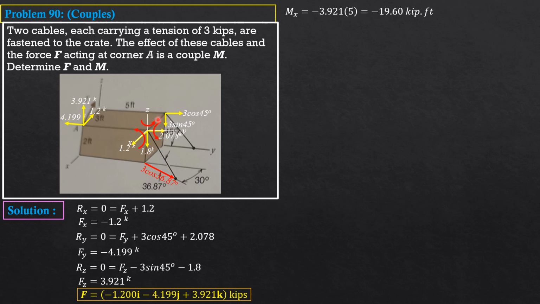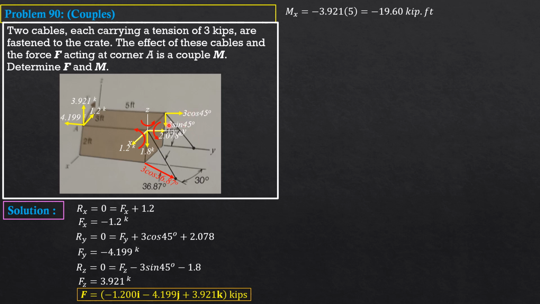My, this is the positive sense, so all these three forces will not be involved. Here it's parallel, not involved. So 3 sine 45 is involved. And 4.199 parallel, 1.2 passes through or acts on the y-axis, not involved, as well as 3.921. So only 3 sine 45 is involved because this is the y-axis and this component is parallel.